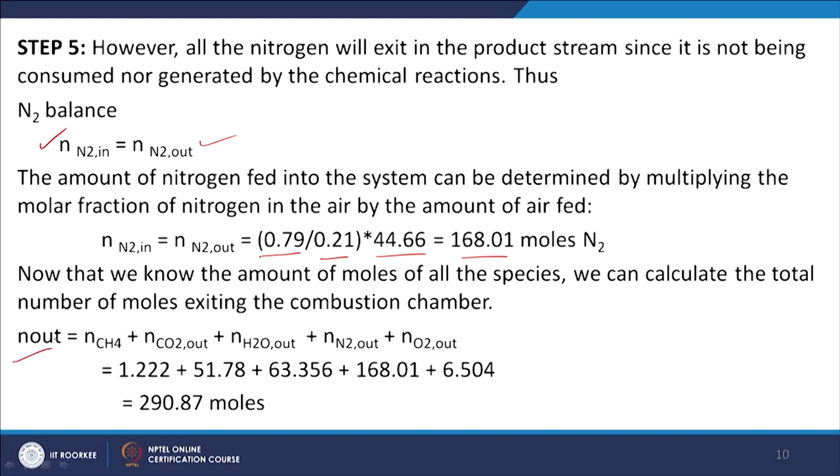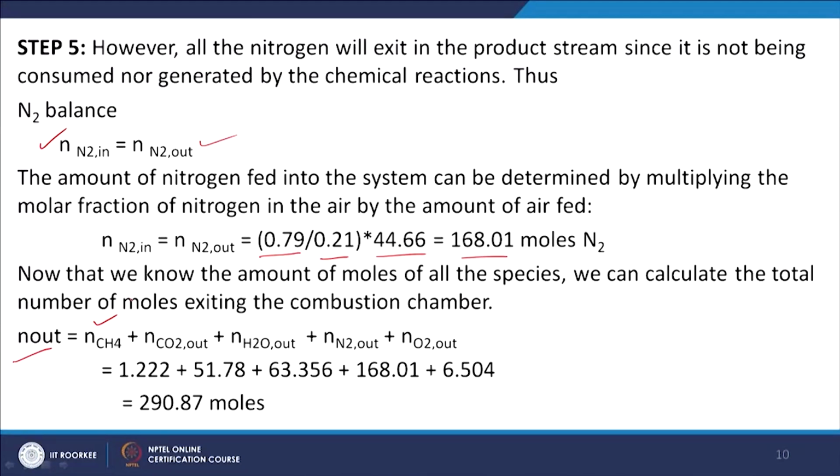Now, what will be the composition of the outlet gas? It will have methane which is unconverted, carbon dioxide, steam, nitrogen, and oxygen which is not used. Already we have got 1.222 for methane, for CO2 we have got 51.78, for H2O we have got 63.356, nitrogen we have got 168.01, and for oxygen we have got 6.504 which is going out. So, the total is 290.87 moles. Now we can determine the percentages.